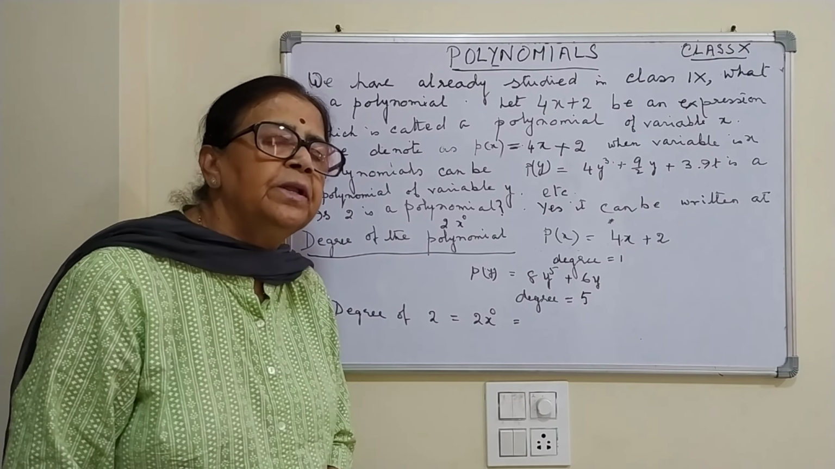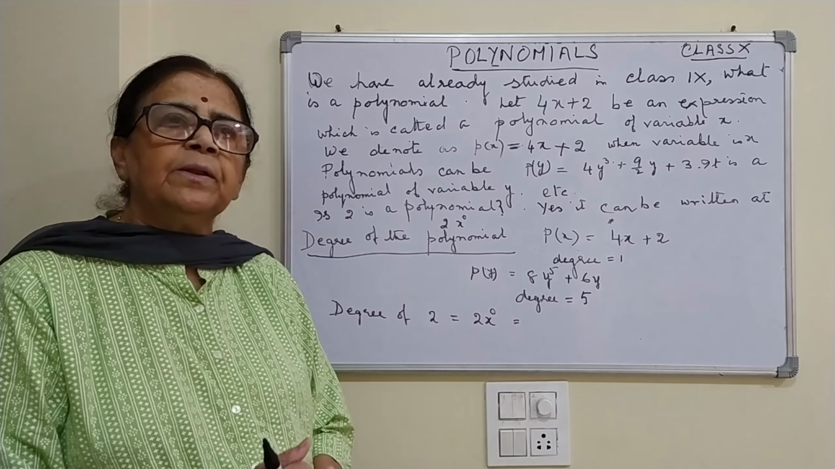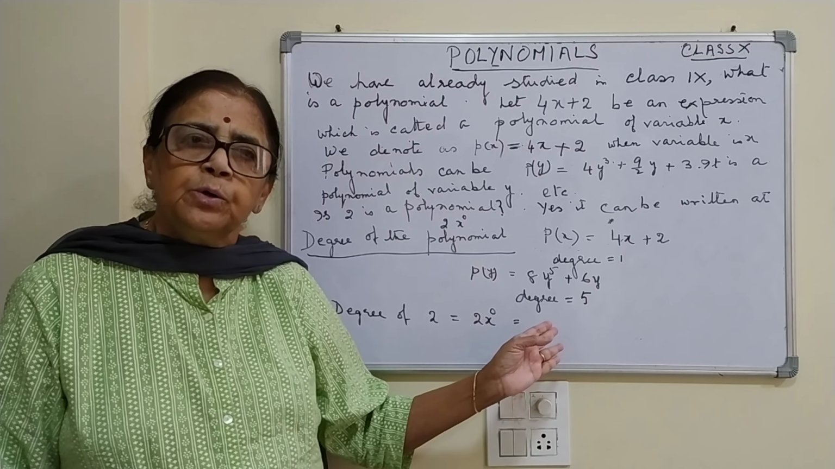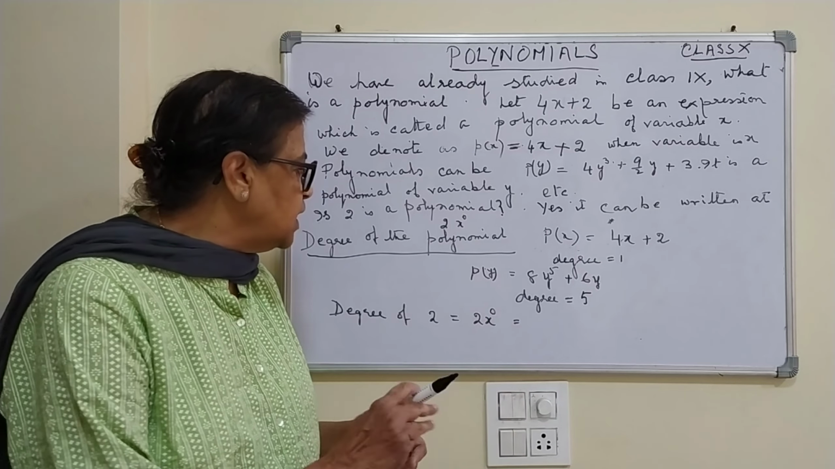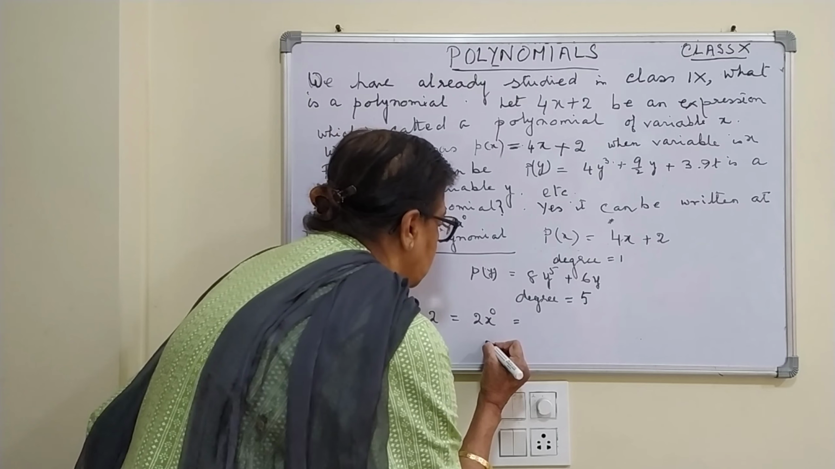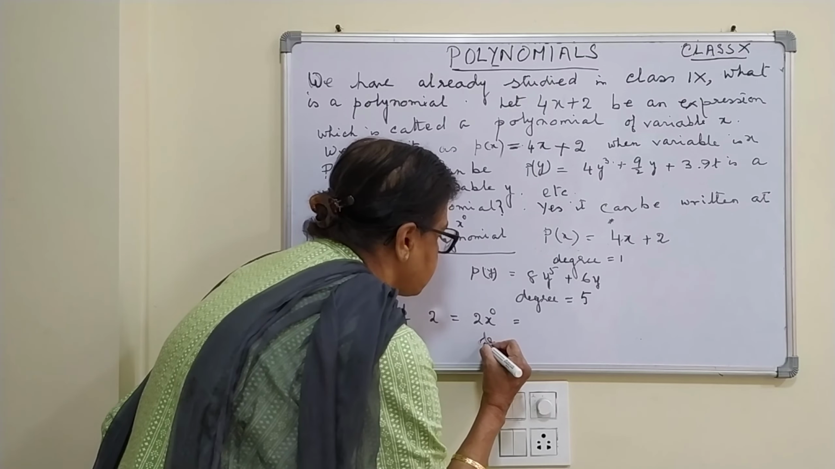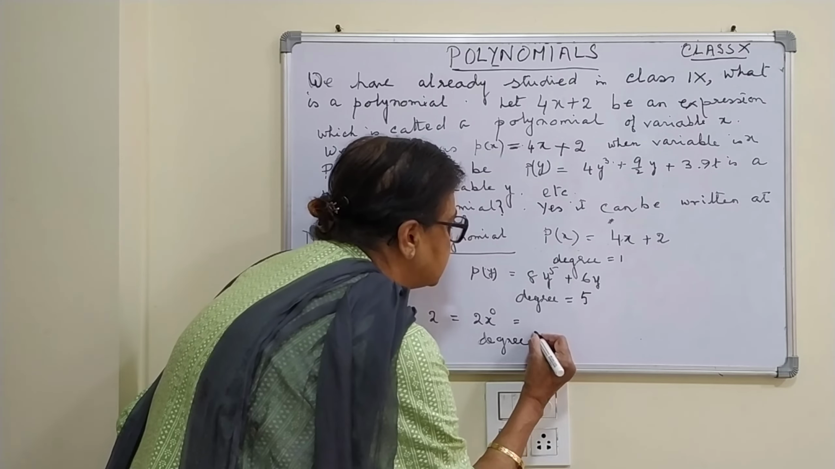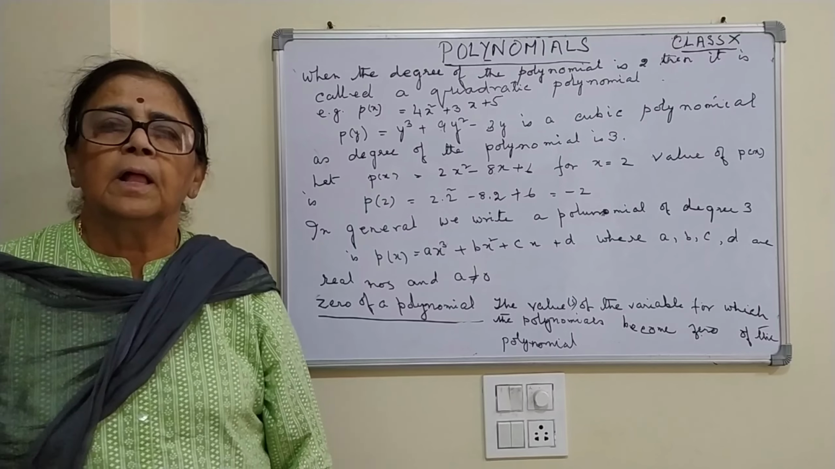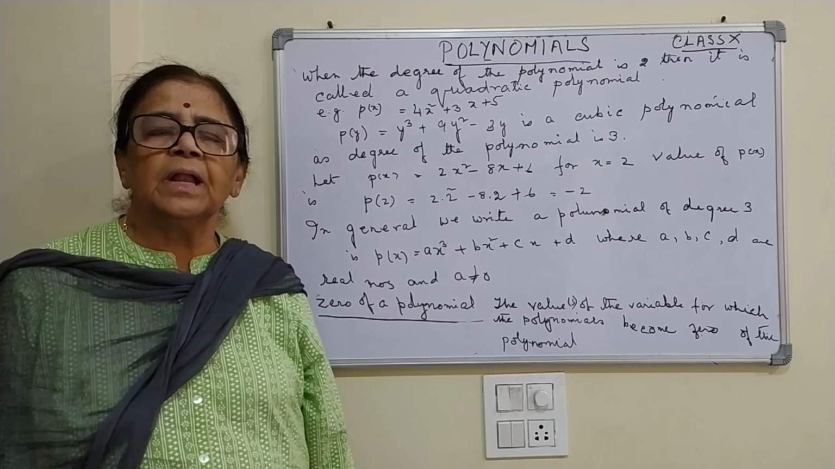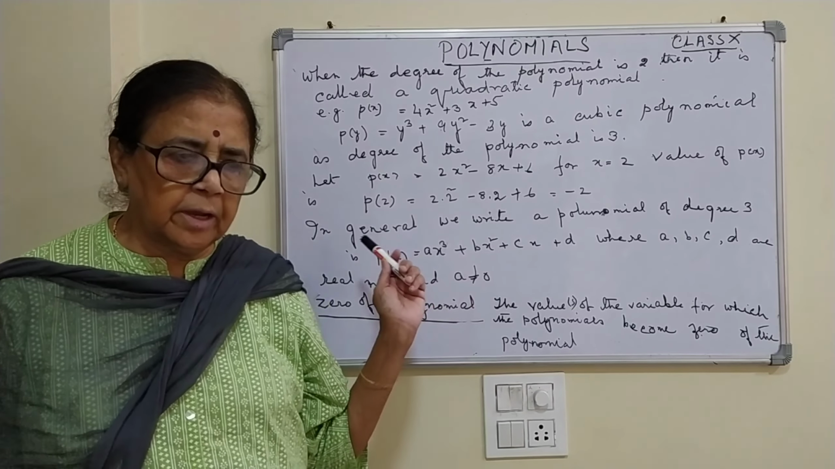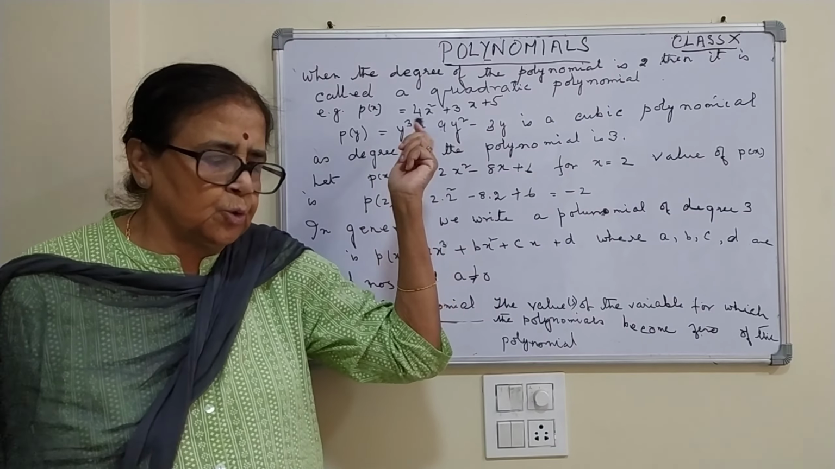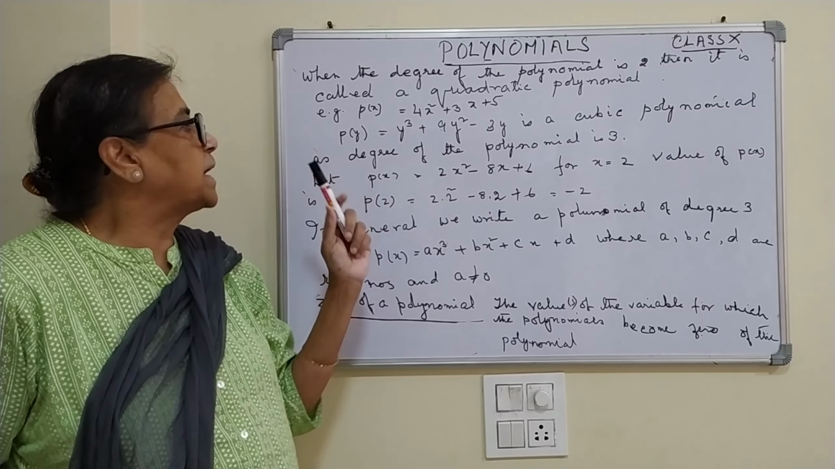Degree of 2. What is the degree of 2? 2 can be written as a polynomial 2x raised to the power 0. So how much is the degree? Degree is 0. The degree of the polynomial can be any whole number. Not natural exactly, it can be 0 also.